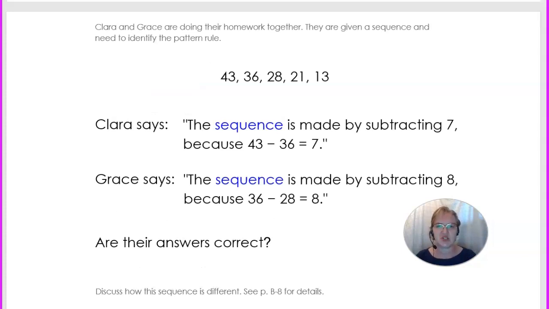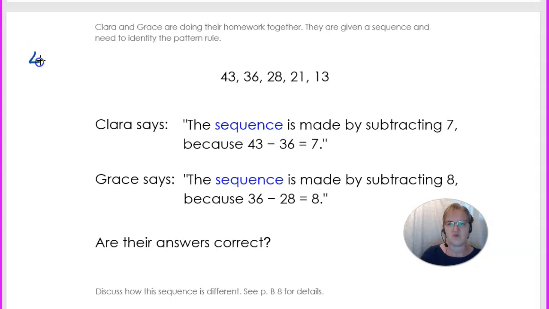Here's a problem-solving situation. We've got 2 students, Clara and Grace, who are doing their homework together. They're given a sequence and need to identify the pattern rule. So the sequence is 43, 36, 28, 21, 13. And Clara says the sequence is made by subtracting 7, because 43 minus 36 equals 7. But Grace says the sequence is made by subtracting 8, because 36 minus 28 equals 8. Are their answers correct? Well, let's work this out.